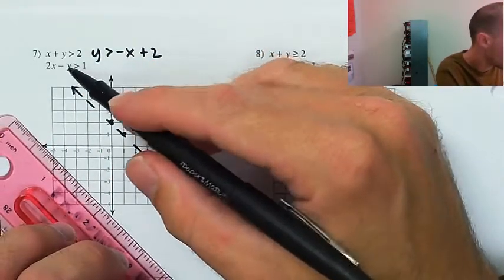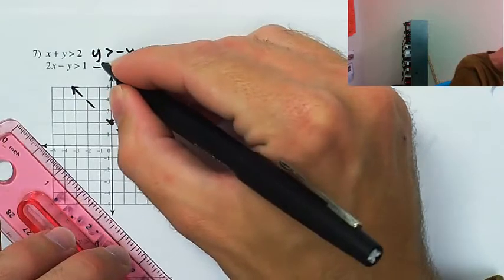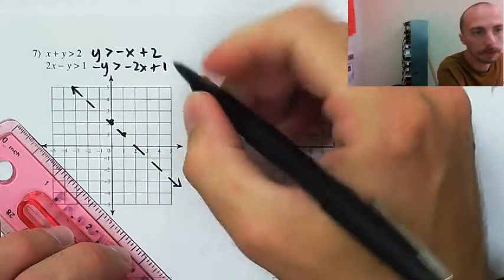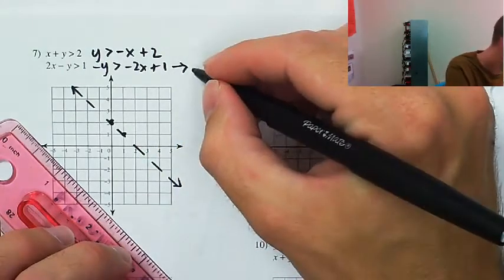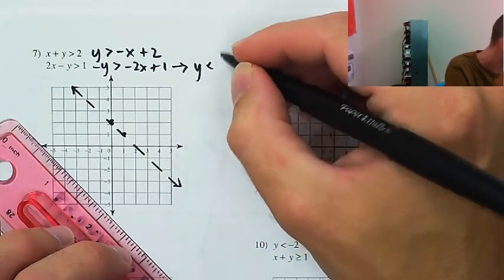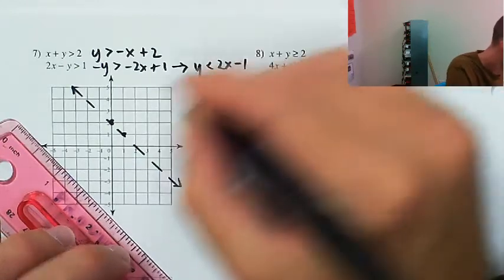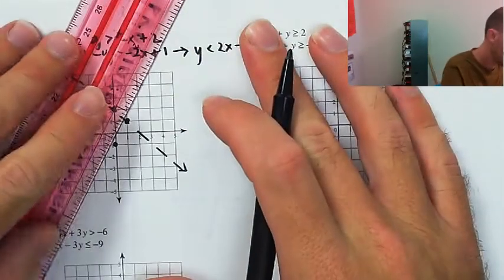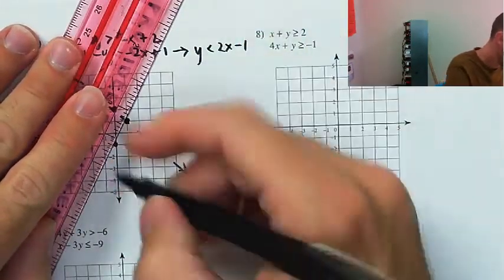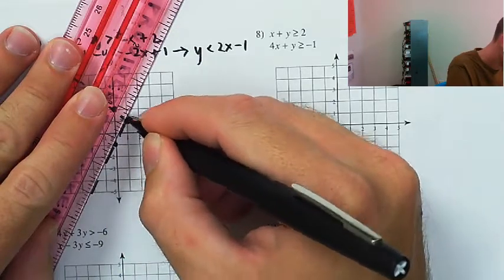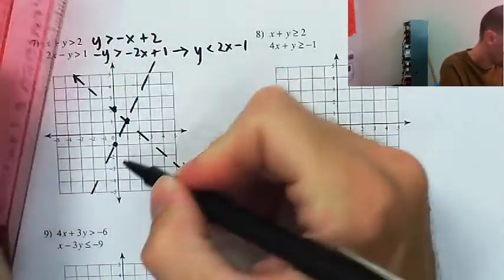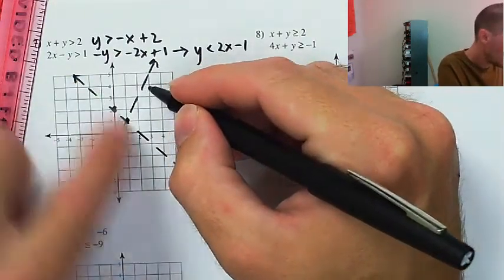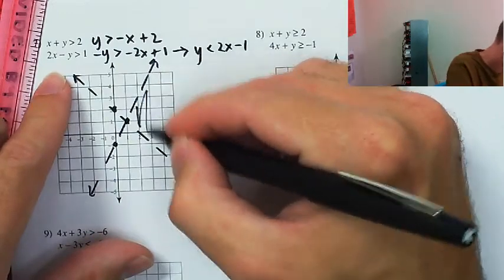And then 2x minus y is greater than 1. Okay, negative y is greater than negative 2x plus 1, and then I would divide both sides by negative 1, which would reverse the direction of the inequality, and y is less than positive 2x minus 1. Okay. And so since it's just less than, not less than or equal to, it'll be a dotted line, and I'm going to shade below this line. Okay, so below this one, while above the other one is going to be over here.